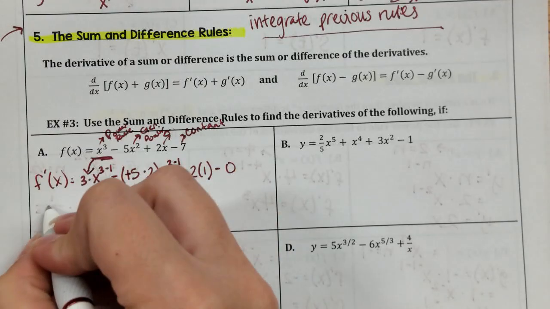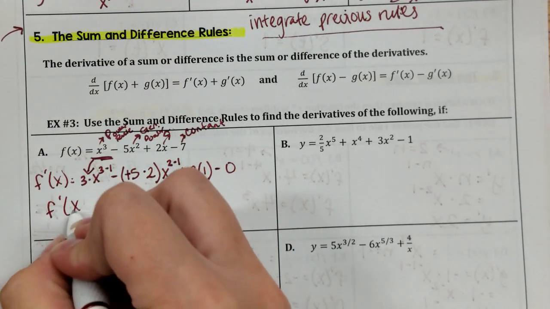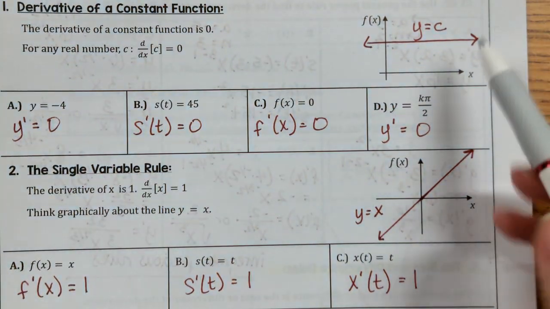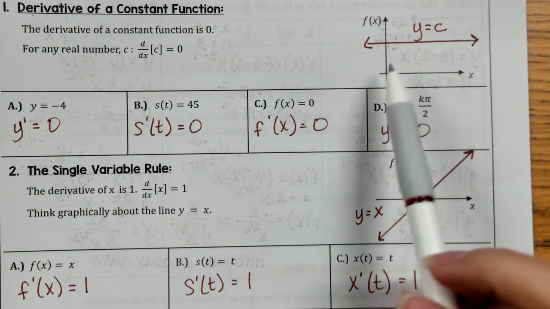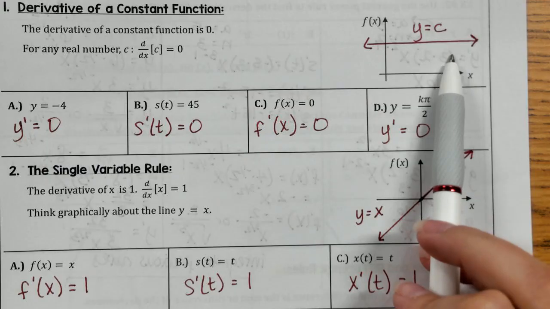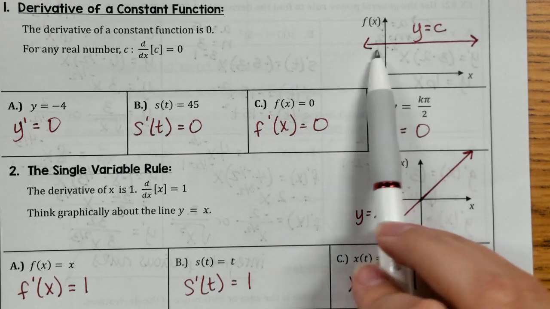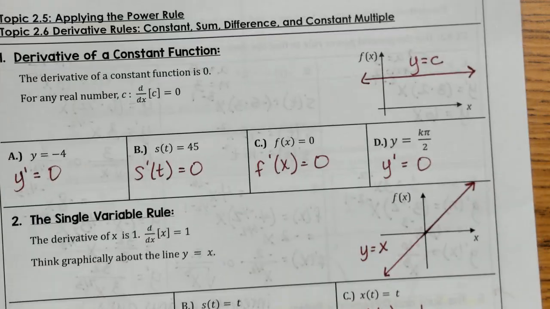Wait, so how does the 7 become 0? Because it's a constant. So if you go back here, I'm going to flip it real quick. If you have where it's just a constant value, so for example, C here would be 7, okay? The derivative of that equation, y is equal to 7, is just 0 because the slope would be 0.